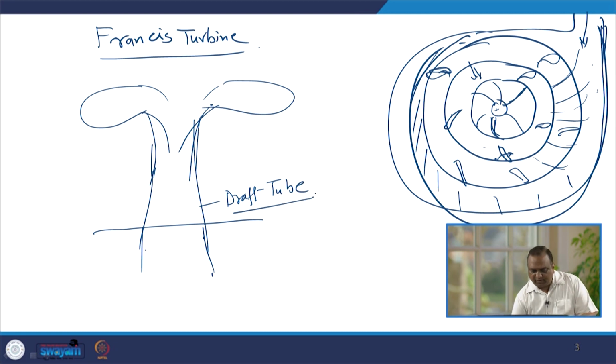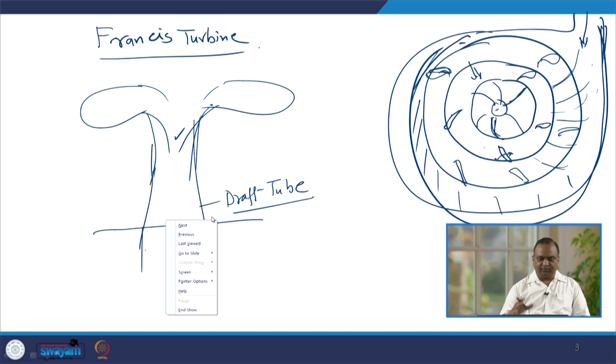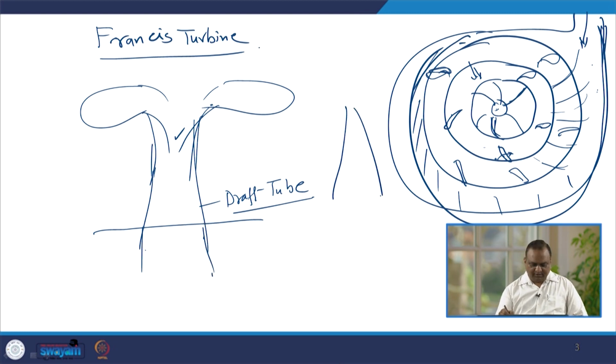The draft tube is provided to increase the output or efficiency of the turbine, so that we can maintain lower pressure here, because here the pressure is atmospheric pressure. I will discuss the draft tube in subsequent slides. The draft tube can be of different shapes. It can be conical, cylindrical, or it can have a shape like this. It can be an elbow shape also.